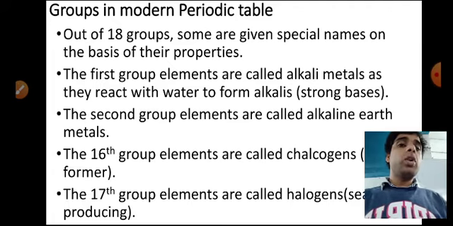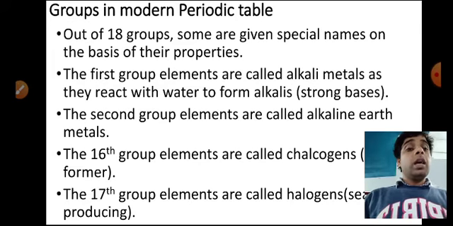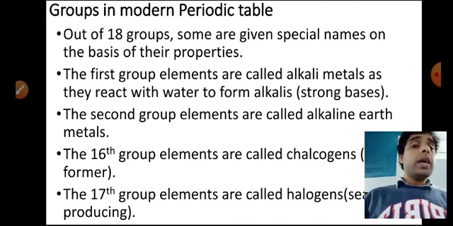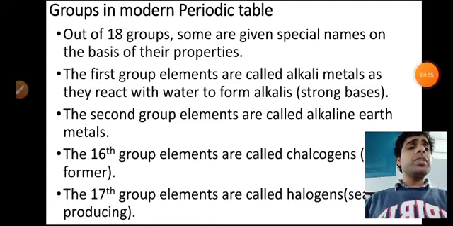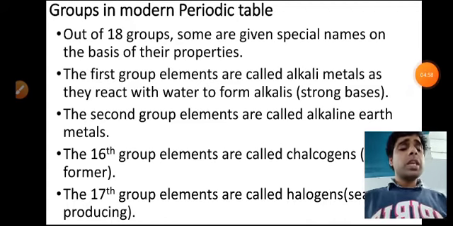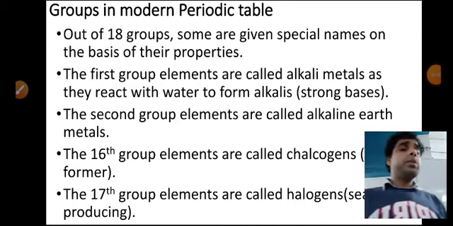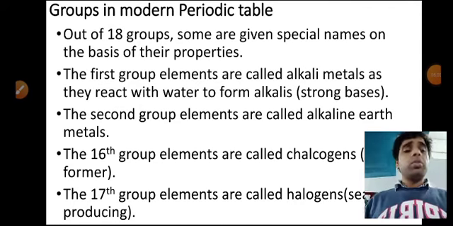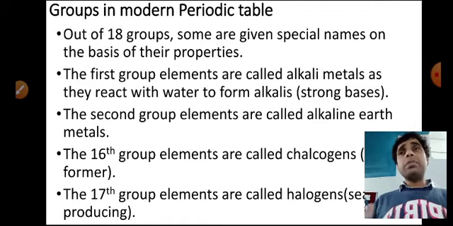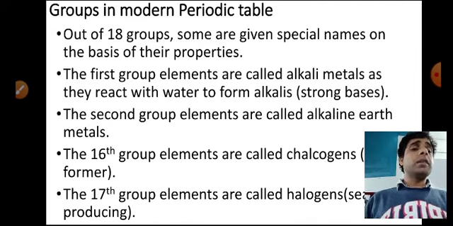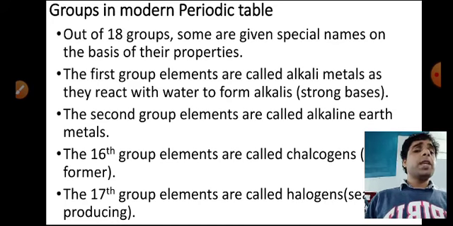Then, groups in the modern periodic table: there are a total of 18 groups. Some are given special names on the basis of their properties. Properties means what? Which type of compound it is forming, which type of reactivity it has, which type of bases or acids it forms. On the basis of its reactivity and its properties, it has a special name, and that we will discuss with you all.